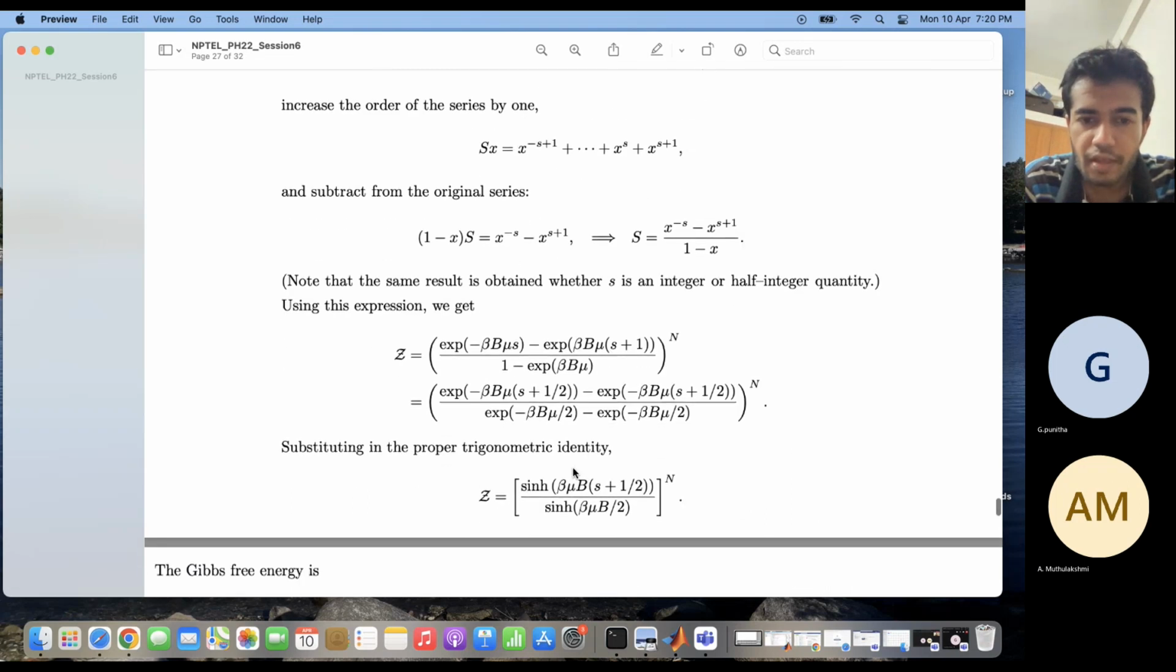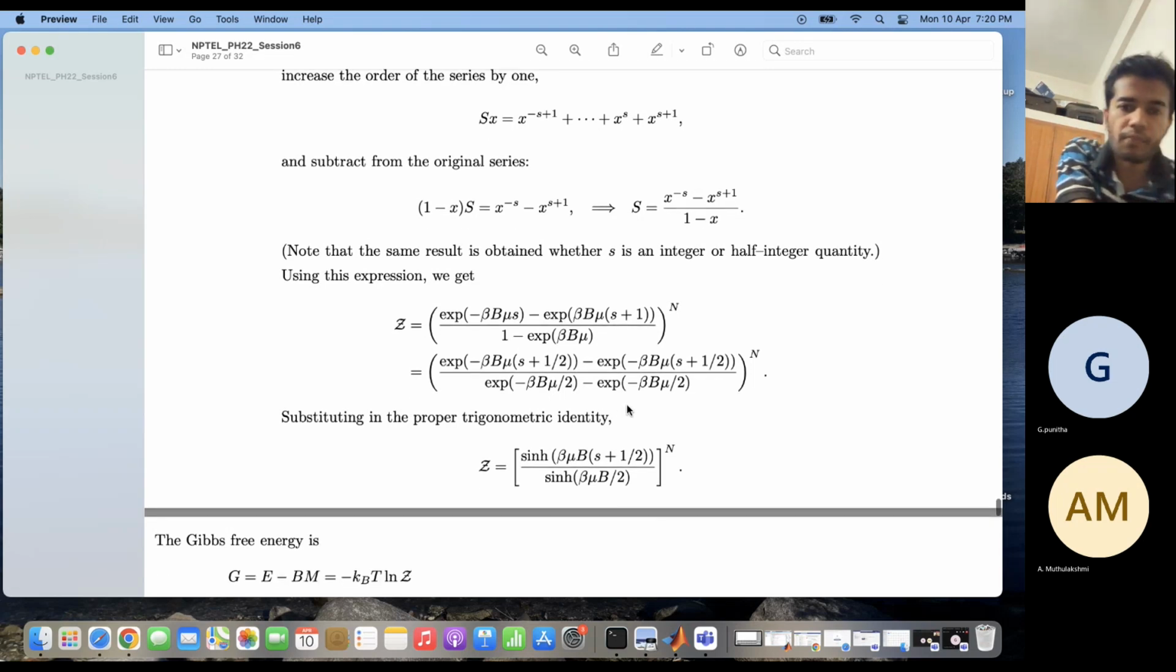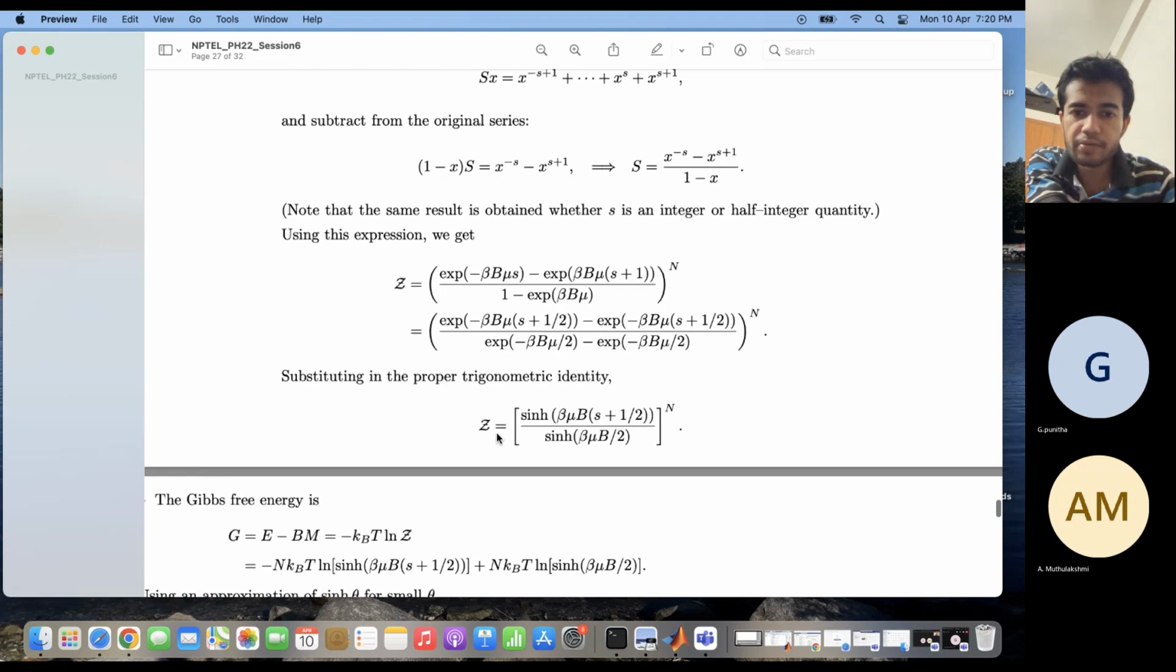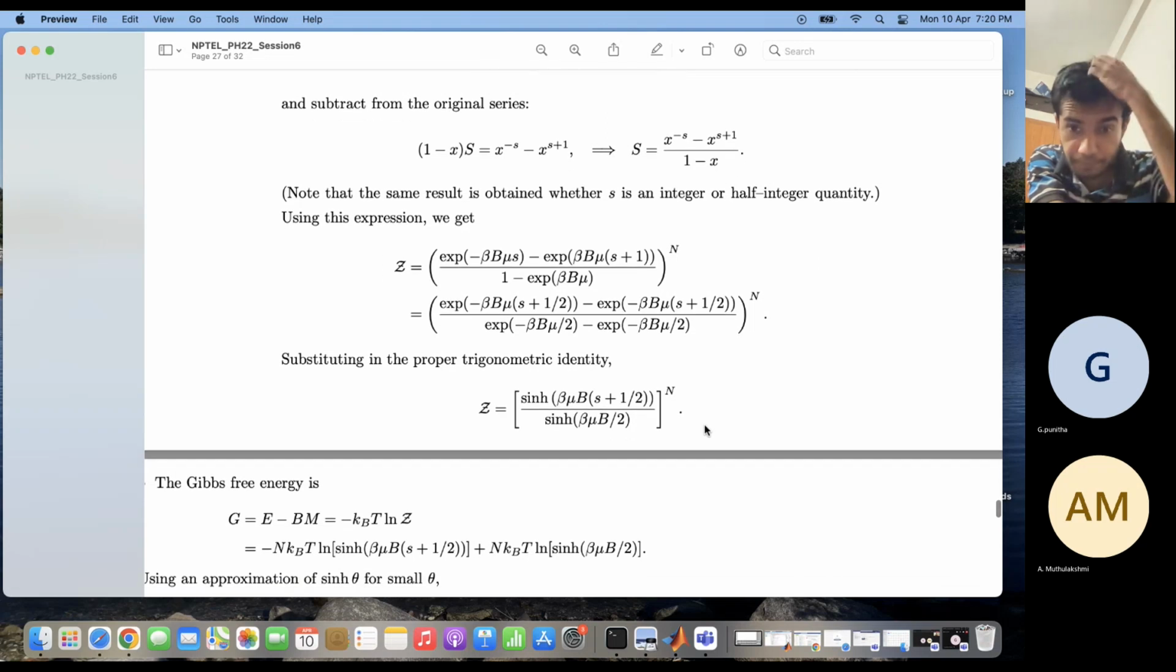And if you use the identity for sine hyperbolic, so sine hyperbolic x is equal to e to the power x minus e to the power minus x divided by 2. If I use the sine hyperbolic identity, then I obtain that Z is equal to sine hyperbolic of beta mu b (s plus half) divided by sine hyperbolic of beta mu b by 2, whole raised to the power of n.